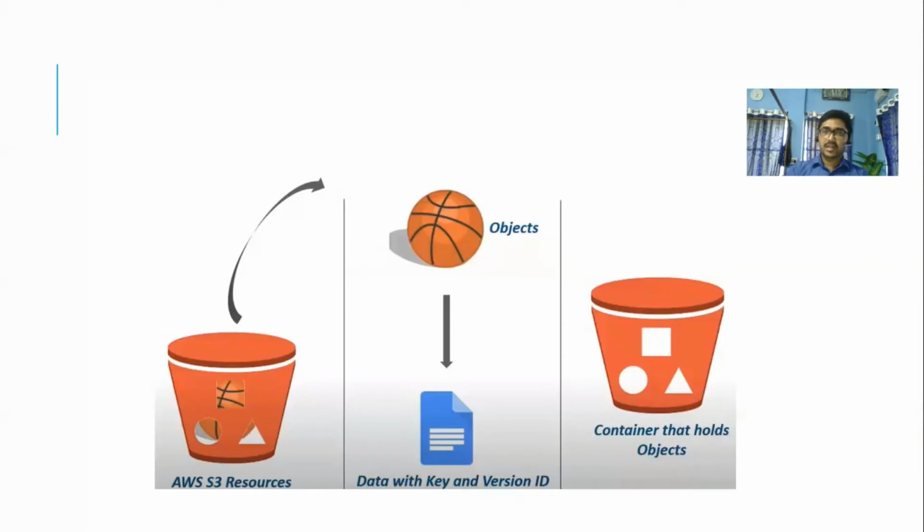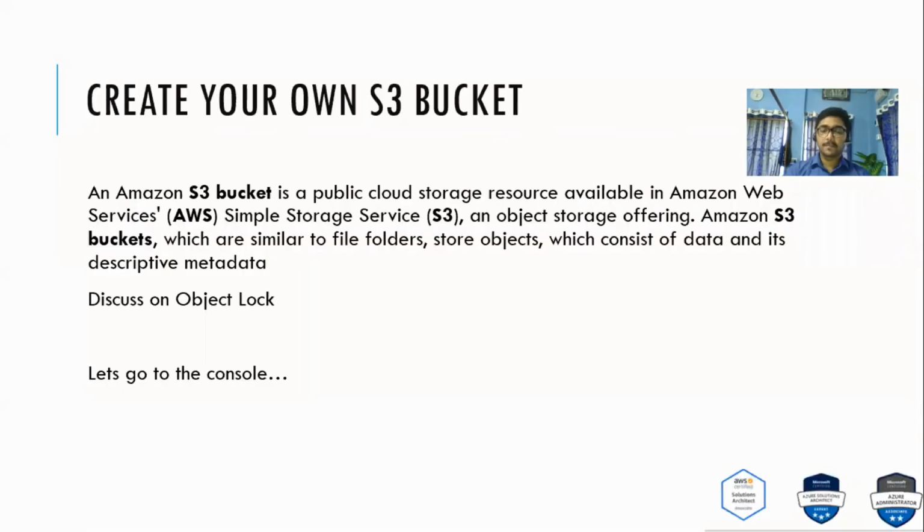So let's start by creating our own bucket. As I've just mentioned, a bucket is a container or a folder that we'll be creating. Two things you've got to remember. One is that the bucket name has to be globally unique. And you can also access the data in the bucket using the REST API.